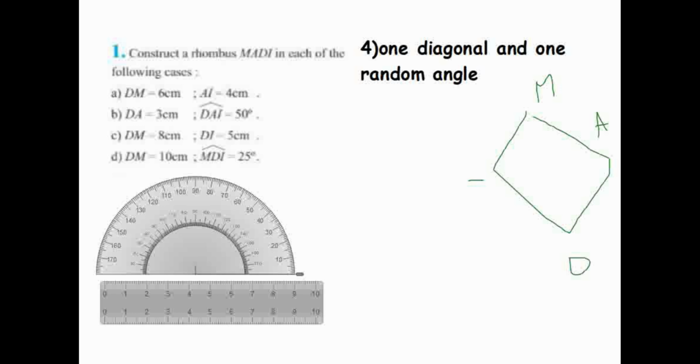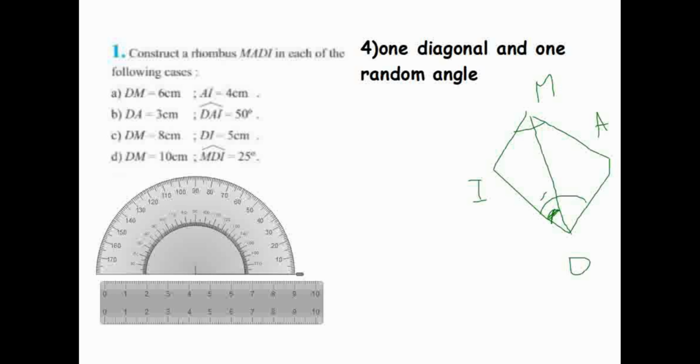Okay, so MADI, this is our draft rhombus, and let's see what they have given to us. So this is the rhombus, this is the diagonal DM, and they have given us the angle MDI. So MDI, this angle. Okay, how do I draw that? So first of all, we are going to draw, of course, DM, because we have the measure of that. And then using the protractor, we are going to draw this angle, which is 25 degrees. And because the opposite angles in a rhombus are equal, this angle equals this angle, and the diagonal bisects the angle.